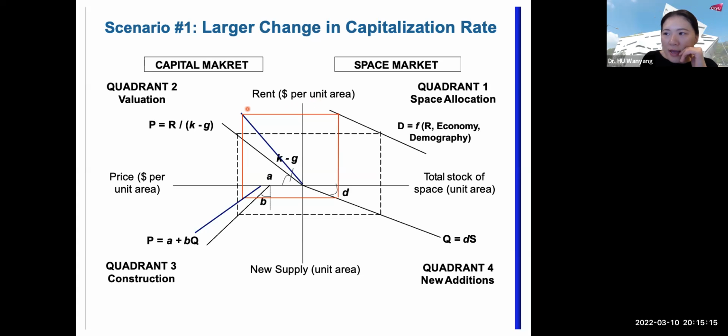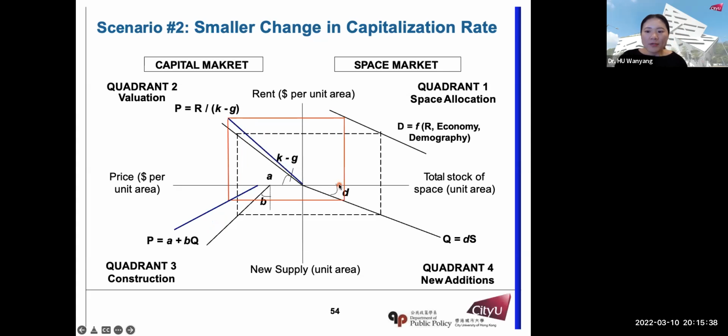And a higher rent will actually push up the price, push up the new supply and the new stock, and then push down the rent. So it's like a recursive feedback cycle. And then we arrive at the new equilibrium at the red rectangle. This is the new equilibrium, where we have a lower price, a higher rent, but lower stock and lower new supply.